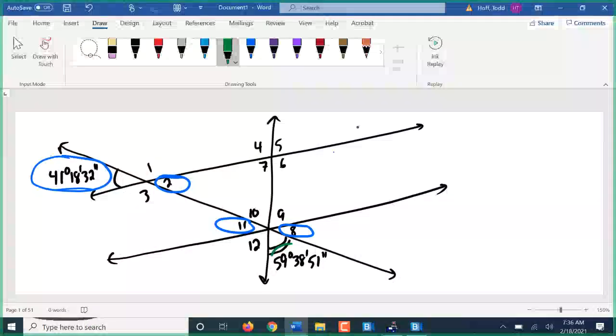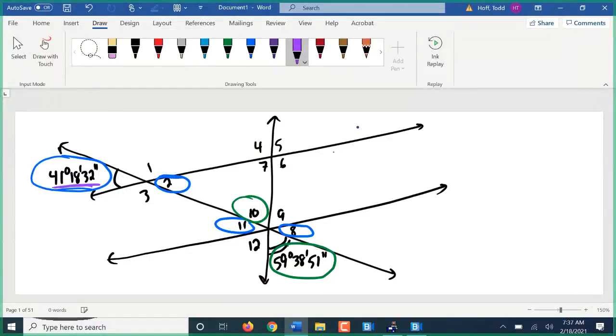Now let's go with the 59 degrees, 38 minutes, 51 seconds. Are there any angles that have to be the same as that one? 10. Angle 10, good. Now the rest of these are going to have to be calculated. So we're going to go up here and we're going to find angle 1.